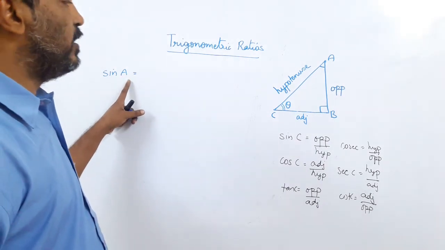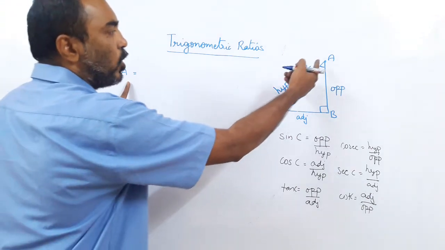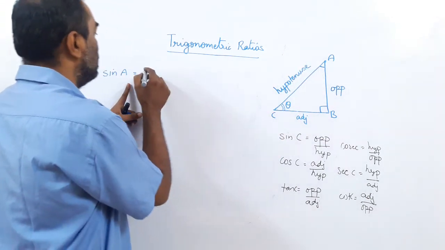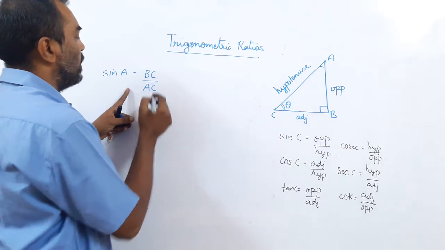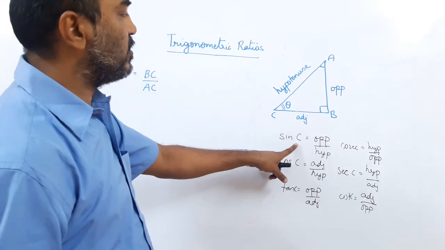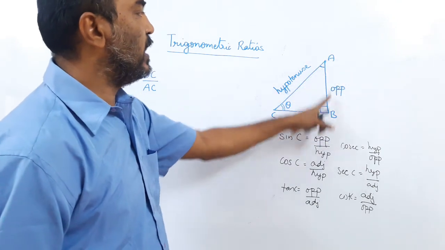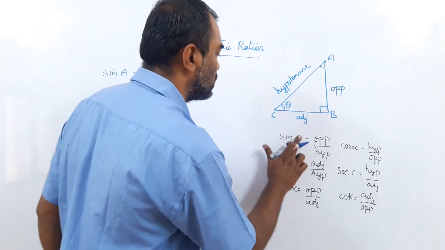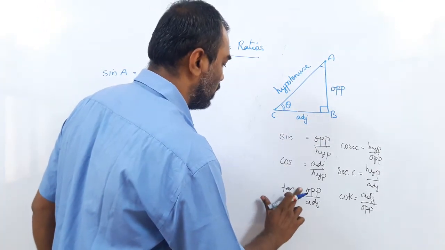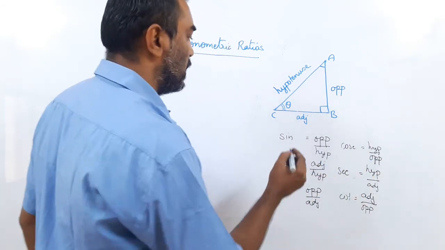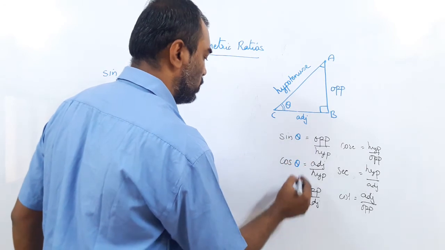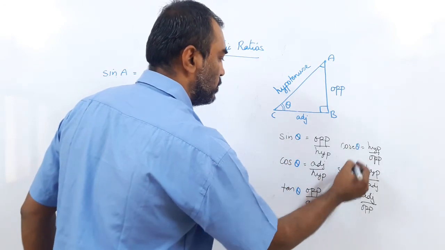Because I have taken the angle A, which is the opposite side this time? BC. So BC is the opposite side and AC is the hypotenuse. If you look at sine C, then the opposite side was AB. Okay, so I should not put this C now. It's not needed. There is no fixed thing. Just remember the ratio. So sine, I'll call it theta now. So sine of an angle.